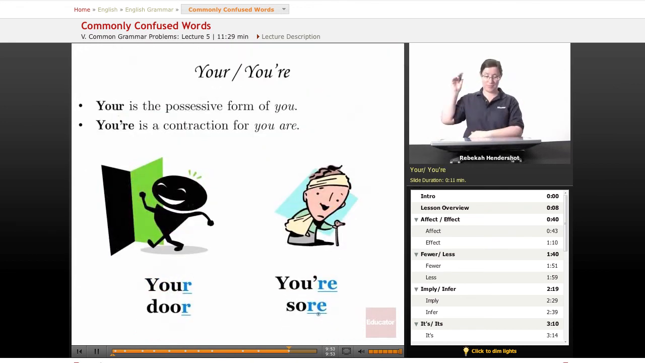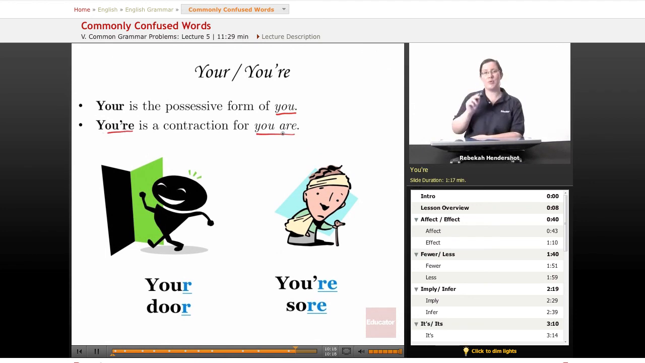All right, and finally, your and you're. Actually, to judge by the internet, pretty much everyone has given up on this distinction, but you are going to be the last person who can actually get it straight. Your is the possessive form of you, okay? Here's another possessive pronoun that doesn't have an apostrophe, just like its a few slides ago. You're is a contraction for you are.